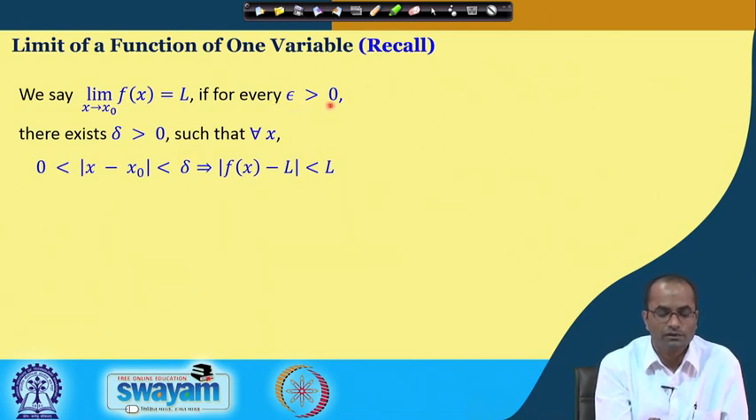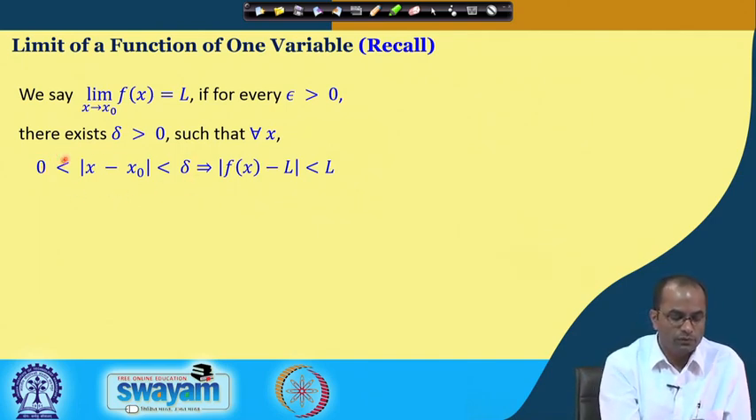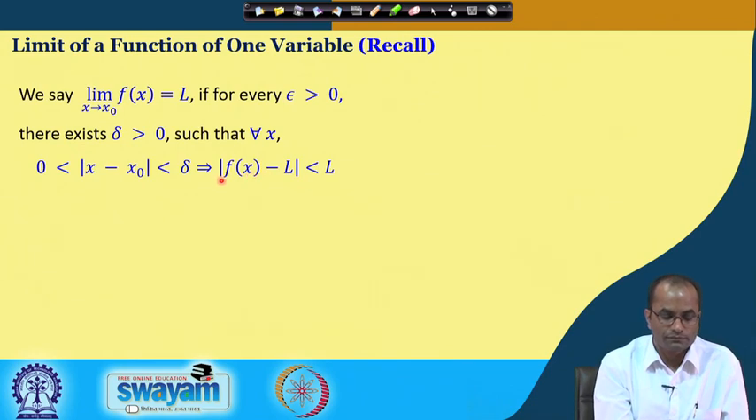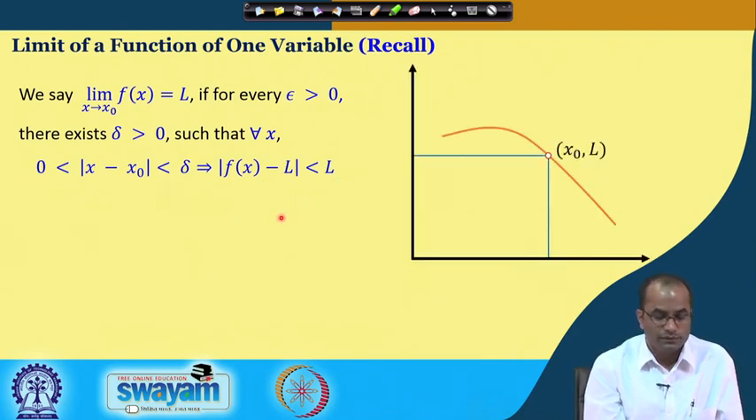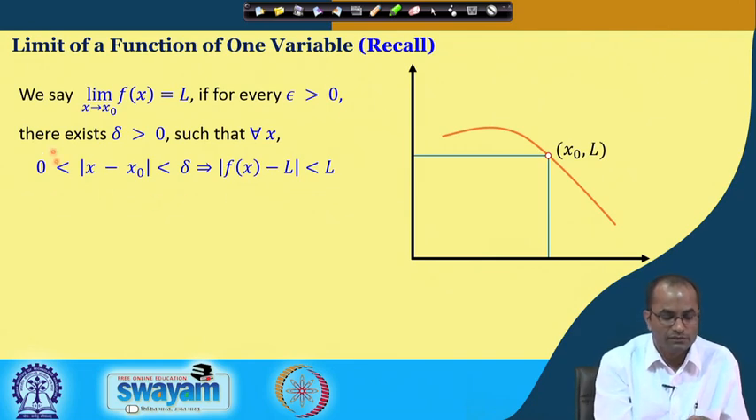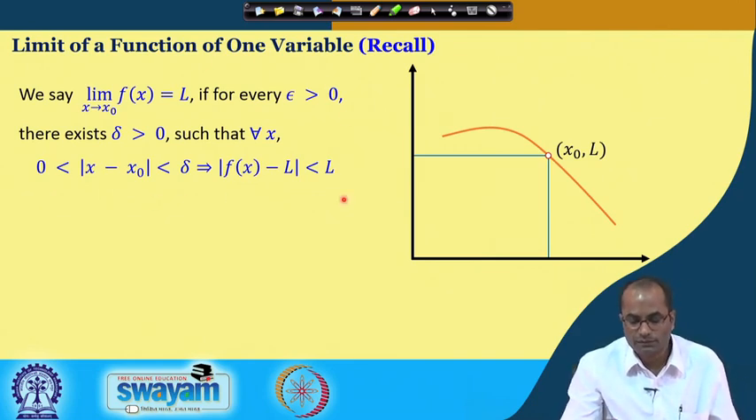there exists a delta greater than 0 such that for all x which belong to this neighborhood of x0, it implies that the difference between f(x) and L is less than the given number epsilon. So, let me explain this concept with the help of this plot here.